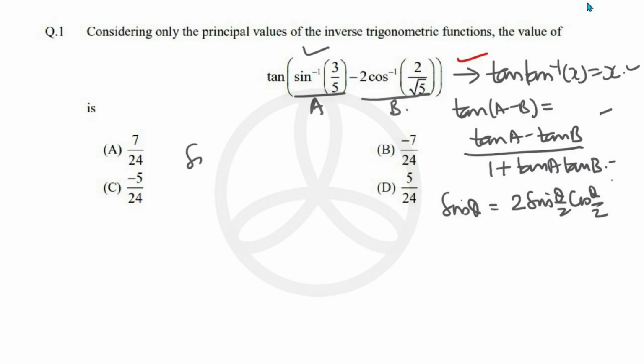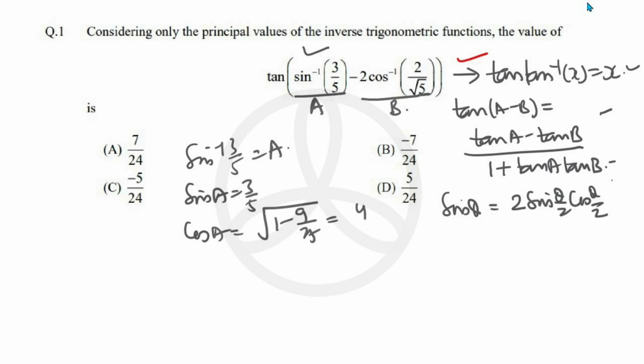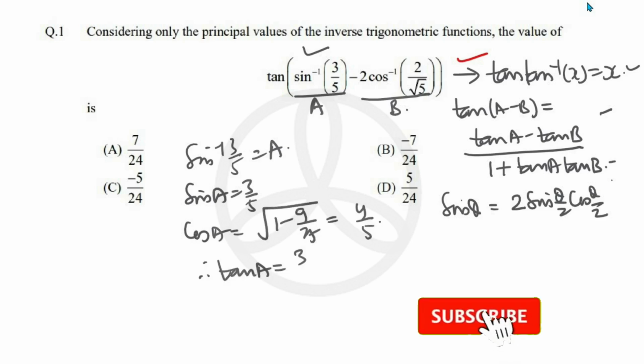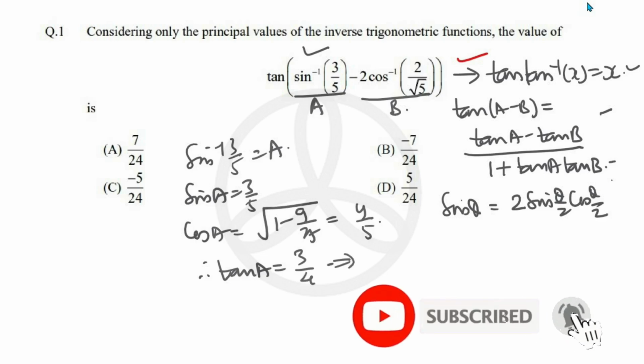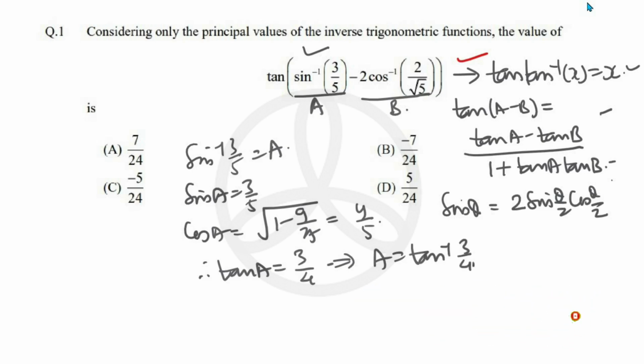I will assume sine inverse 3/5 is equal to a, and this will give me sine a is equal to 3/5, cos a will be 4/5, therefore tan a will be 3/4, and this will give a is equal to tan inverse of 3/4.